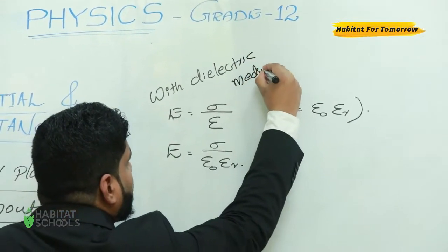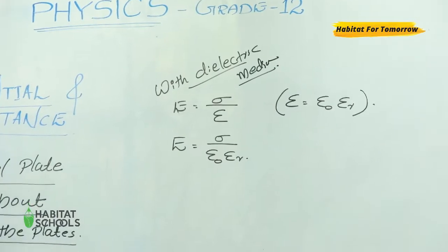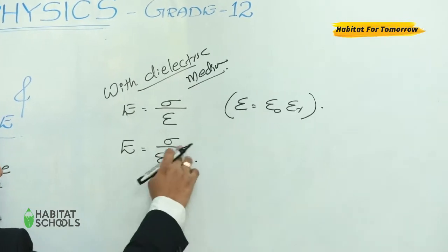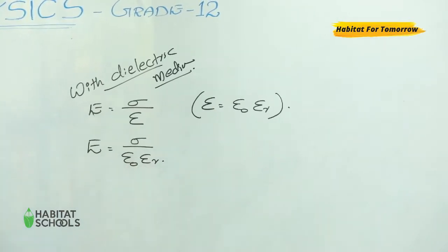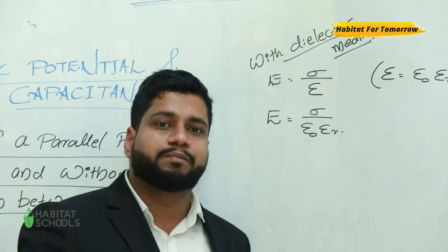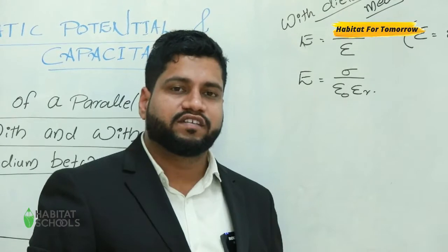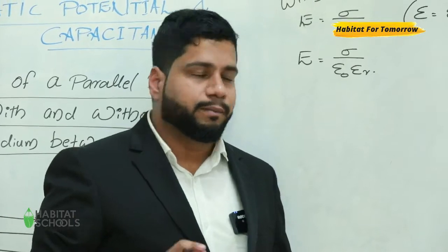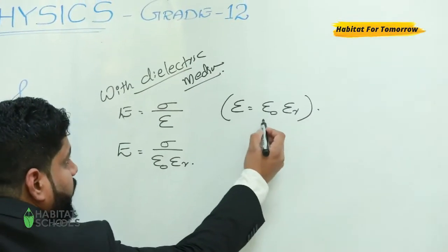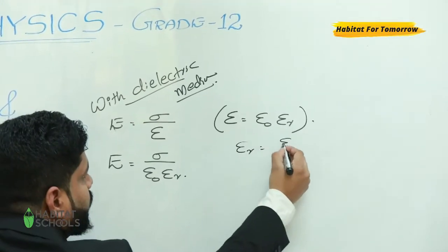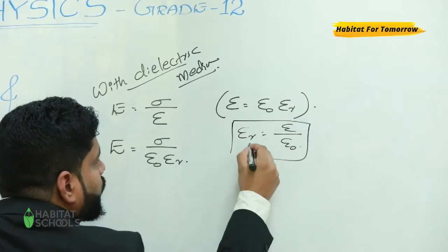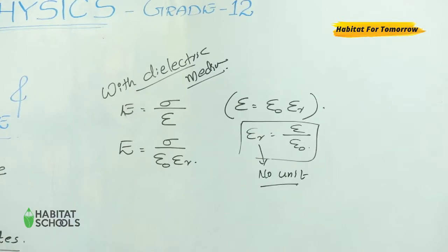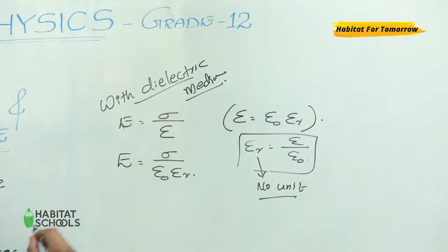with dielectric medium. What is dielectric medium? Insulator. So here E is equal to sigma by epsilon 0 into epsilon r, relative permittivity. My question, what is the unit of relative permittivity? It has no unit, because epsilon is equal to epsilon 0 into epsilon r. So epsilon r equal to epsilon by epsilon 0. It is a ratio, so it has no unit. Unit of epsilon 0 we know. Okay, so here E is equal to sigma by epsilon 0 into epsilon r.